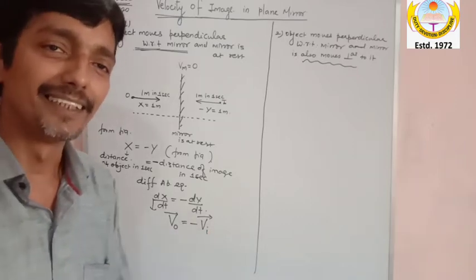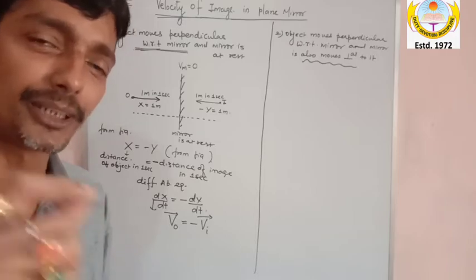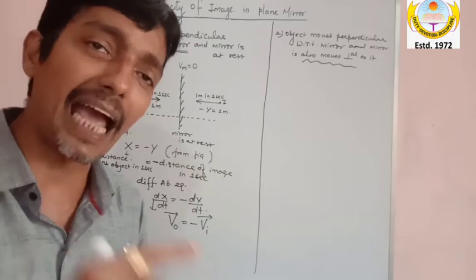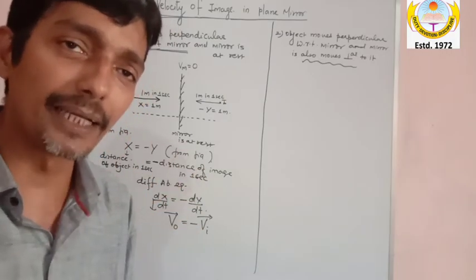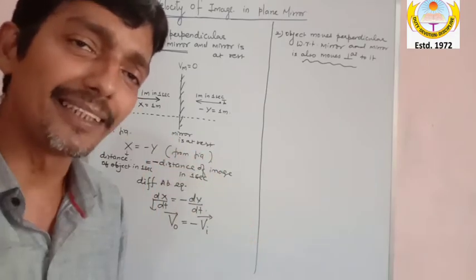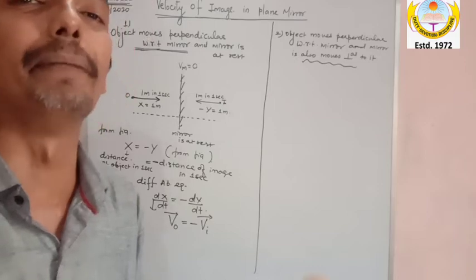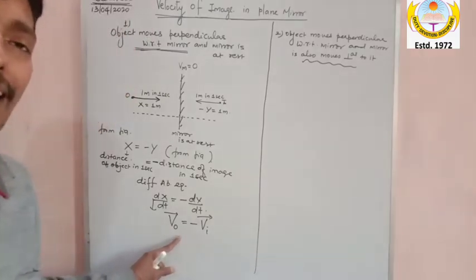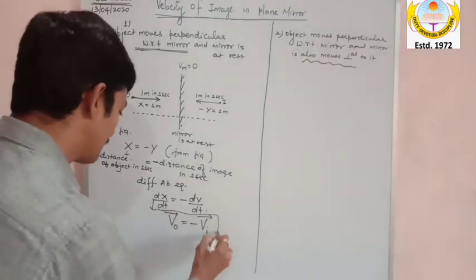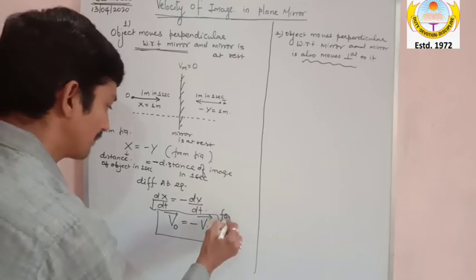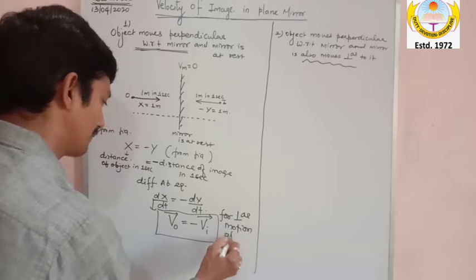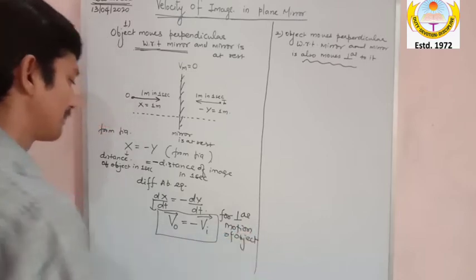This is the answer. So in the perpendicular case, if the question is given, the object moves perpendicular to the mirror at 7 meter per second and the mirror is kept at rest, what is the speed of the image? Minus 7 meter per second. So this is the answer for perpendicular motion of the object.